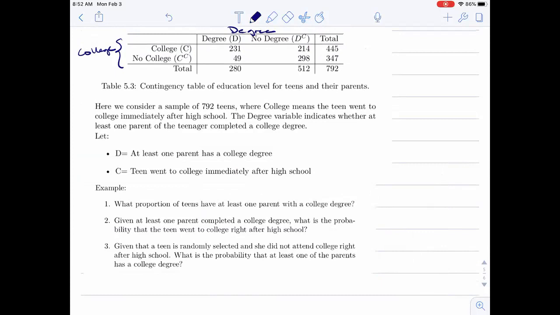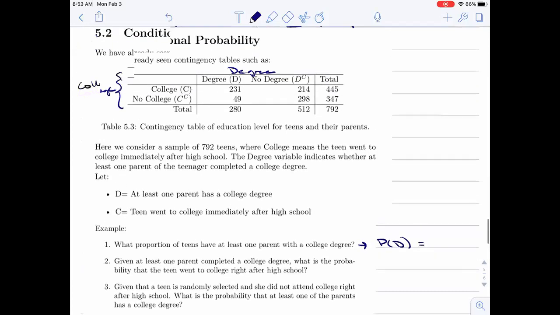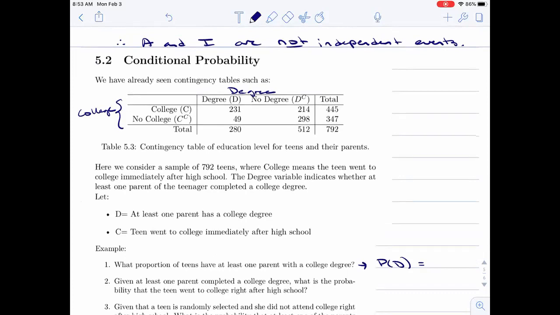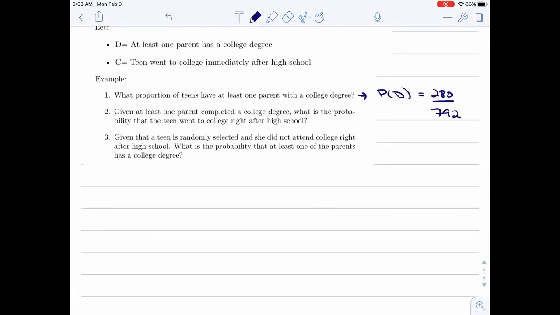So that's the same as the P of D. This is asking for, just in general, what's the probability or what proportion of teens have at least one parent with a college degree? And so that's going to be the 280 out of 792. Yeah, because it's asking for at least one parent with a college degree, which is what we're calling D.